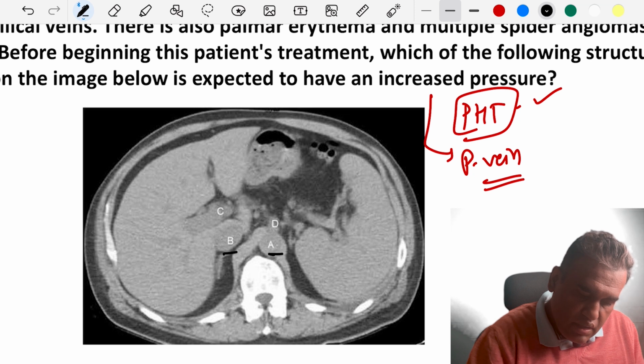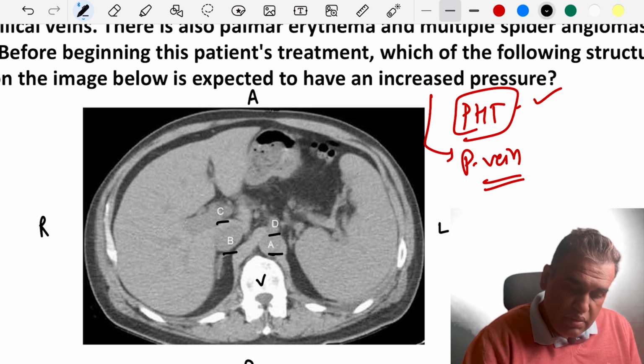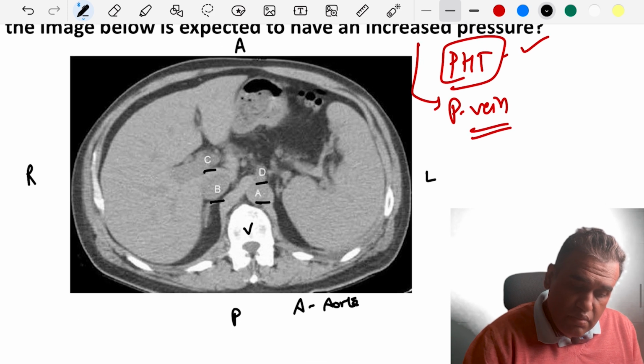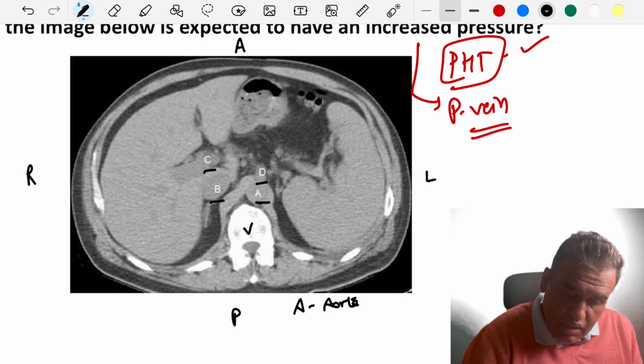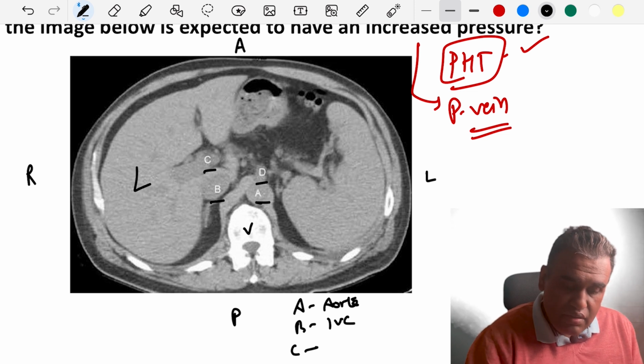I'm sure you can see A, B, C, D. A over here, B and C and D. That's right side, left, posterior and anterior. This is a vertebra over here. In front of the vertebra, what are A and B? A is probably to the left side. A is the aorta, right? B is to the right side of midline. B should be IVC. C is going inside the liver. Where is the liver? This is the liver. And C is in front of IVC. C is the portal vein.